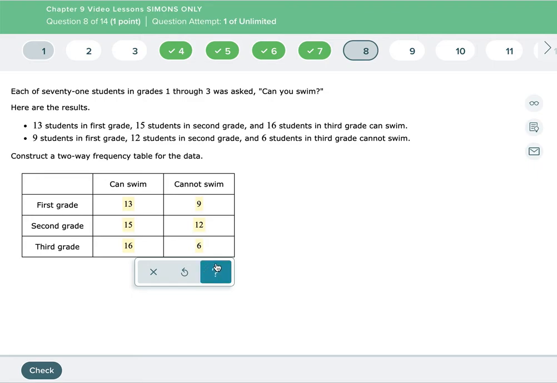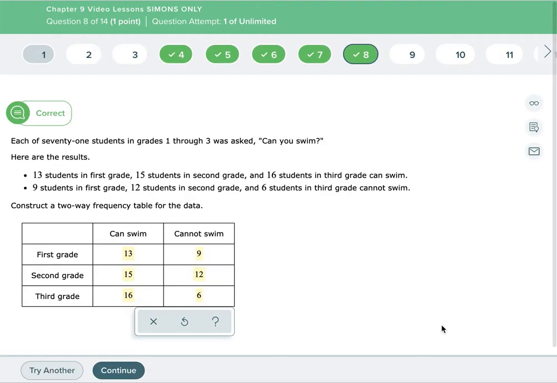So it's battleship, right? And if you did this right, you should have 71 students all together. So if I add these up, I go 13 plus 9 is 22. So 22 plus 15 is 37. 37 plus 12 is 49. 49 plus 16 gives me 65, and 65 plus 6 is 71. So this should be right. Look at that. Are we fabulous or what? Well, let's do another one.